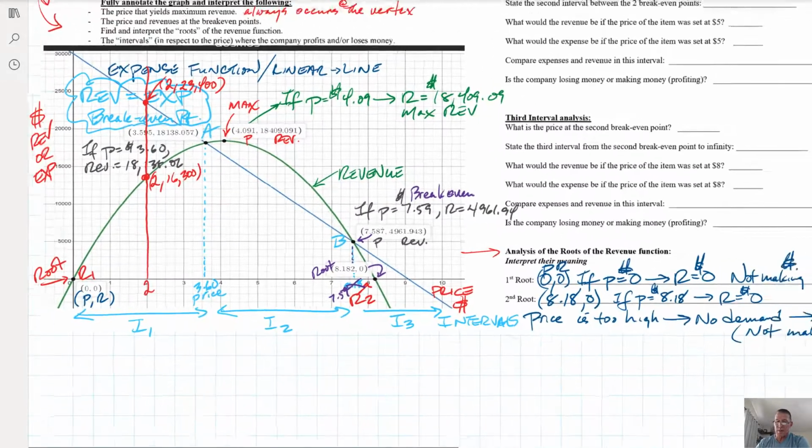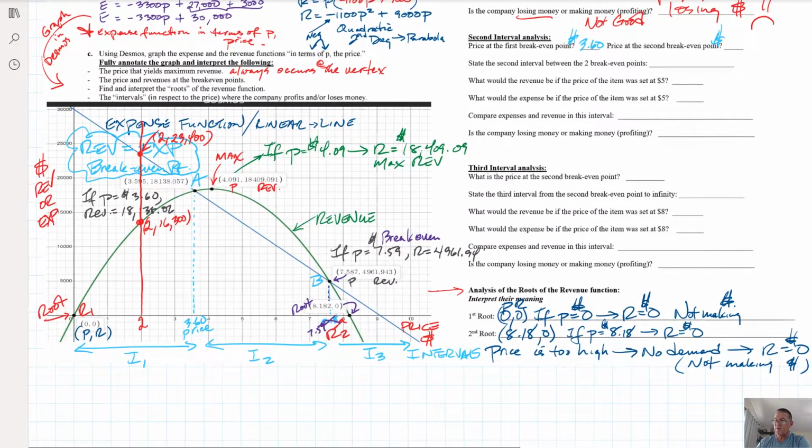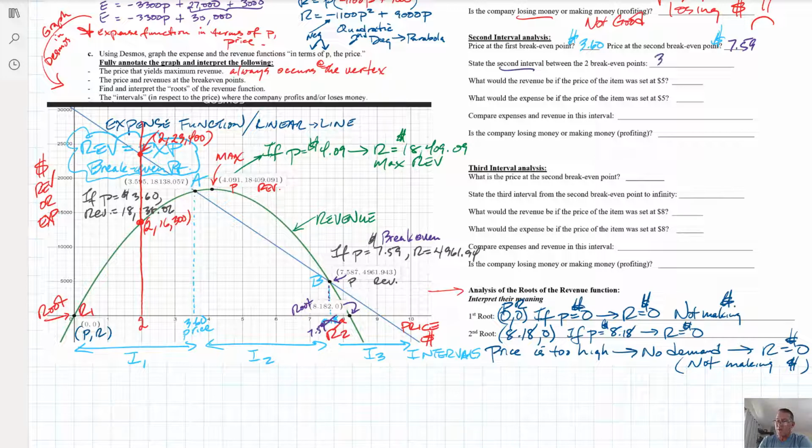Okay, so let's go back. All right, and let's do this correctly here. The second break-even point is when the price is at $7.59. So my second interval, I have to go from $3.60 to $7.59. It says state the second interval. Here we go. So $3.60 is less than P, which is less than $7.59. Just use a simple compound inequality to state that the price has to be between those two numbers. That's how you write it: minimum to maximum. Min, max. That's all you do.